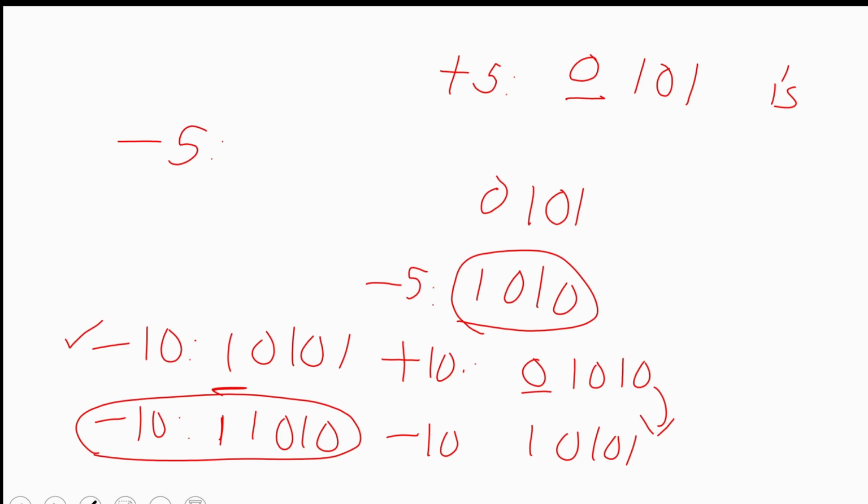Now both are different. So as I said earlier, for positive numbers, the sign magnitude representation, ones complement representation, and twos complement representation are the same. For the negative numbers, it will vary. Now let me discuss the issue with the ones complement representation.